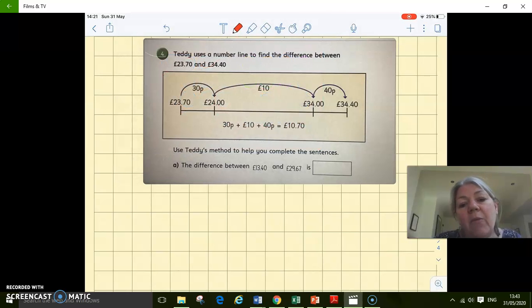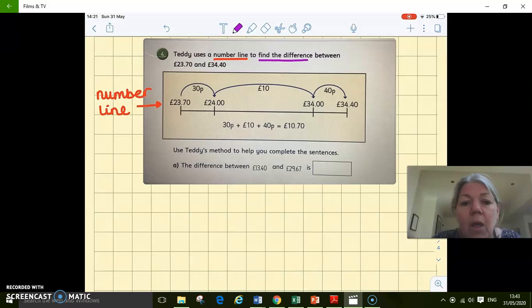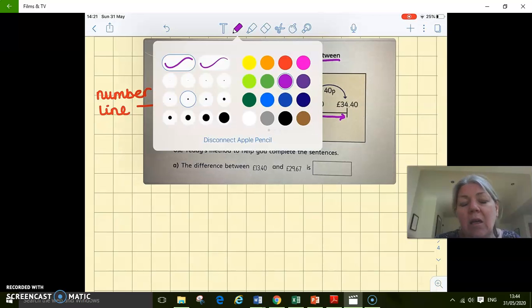So I've been a bit sneaky here and I've changed the numbers at the bottom, but I just wanted to talk you through. So Teddy uses a number line and here it is. Again, we're familiar with number lines. We've been using them since year 2. Well, actually, we've been using them since year 1. And he's using this number line to find the difference between these 2 amounts.